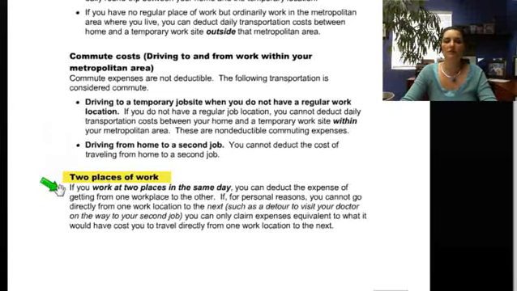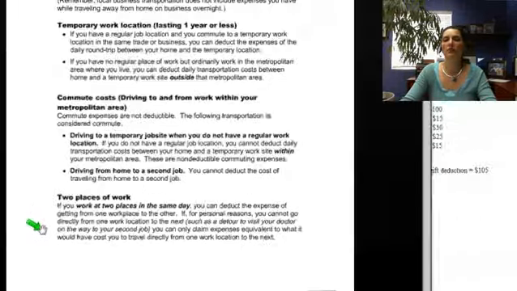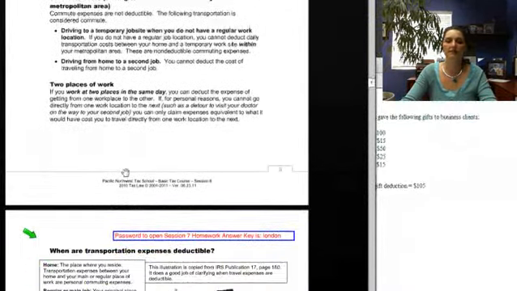If you work at two places in the same day, you can deduct the expense of getting from one work location to another. And if for personal reasons you cannot go directly from one work location to the next, such as a detour to visit your doctor on the way to your second job, then you can only claim expenses equivalent to what it would have cost you to travel directly from one work location to the next.